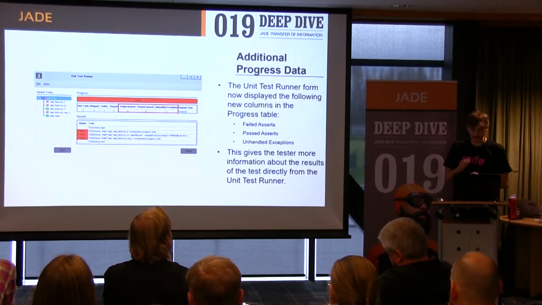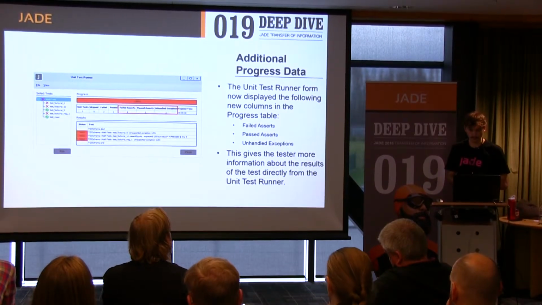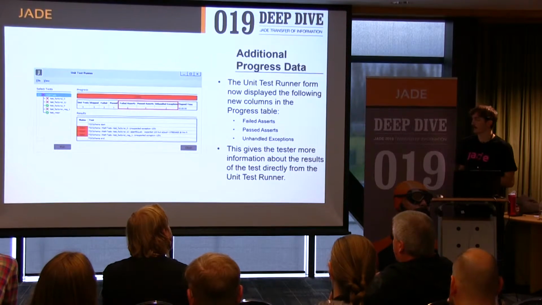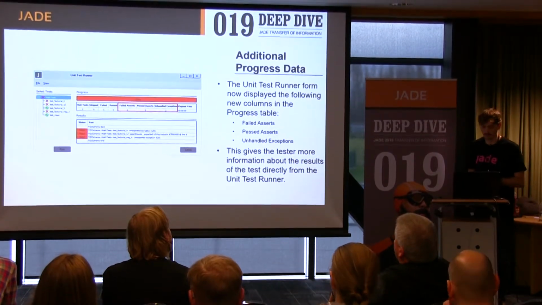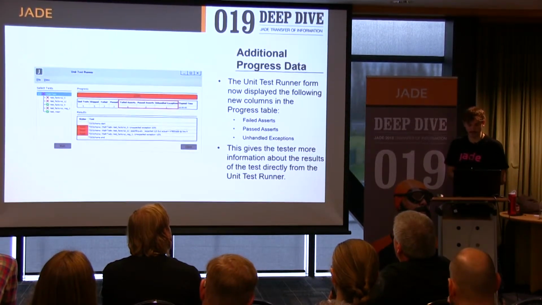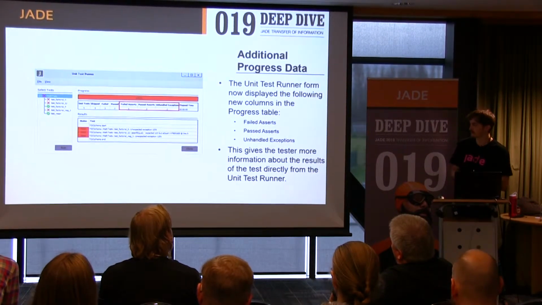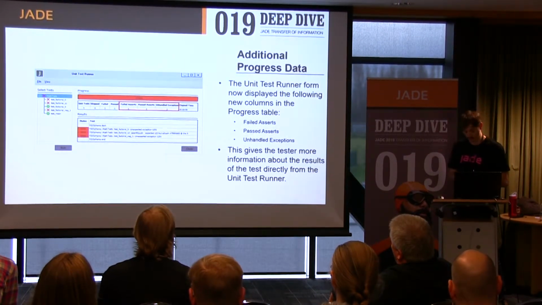So with the GUI we've added failed asserts, passed asserts, and unhandled exception counts. These differ from the failed and passed counts, which basically only get incremented once per method, whereas these are obviously per assert or exception.